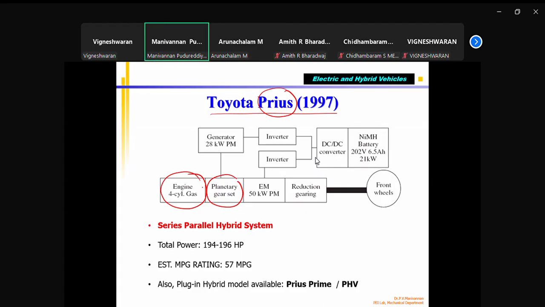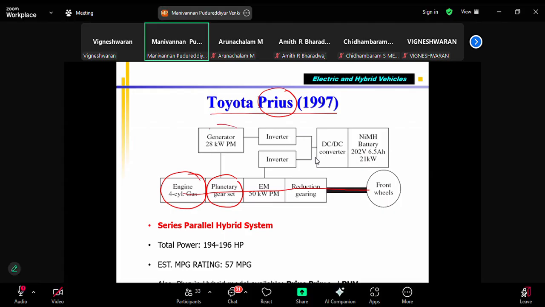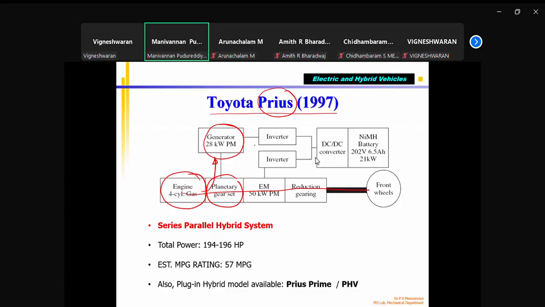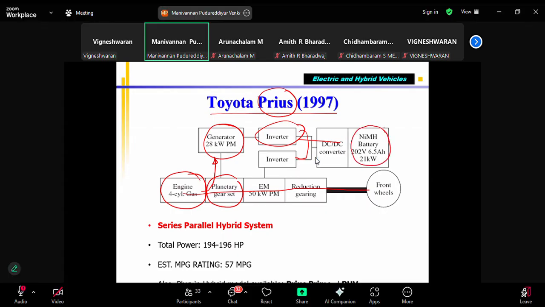Yes, it is a 4-cylinder engine and it is connected to a planetary gear. I will show you the details of this. It is connected through the planetary gear to the wheel. You can see the mechanical power goes directly. And it is also connected to a generator, so some amount of power goes there. That is what is called split power. So some amount of power will go to the generator. The generator produces electrical current that goes to the inverter. From the inverter, it goes to a DC to DC converter. Then it has a nickel battery.